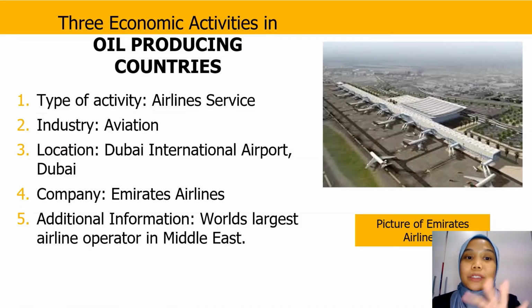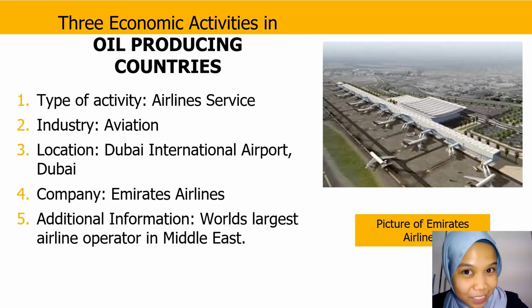Here, we're going to talk about 3 economic activities in oil-producing countries. First thing first is airline service activity in the aviation industry, located at Dubai International Airport, Dubai. The company is also known as the famous airline Emirates Airlines. Familiar, right? I'm sure most of us would like to be one of the stewardesses or stewards in their company because of the uniqueness of their culture, the wages, and also how they treat their customers and how good the company itself is.